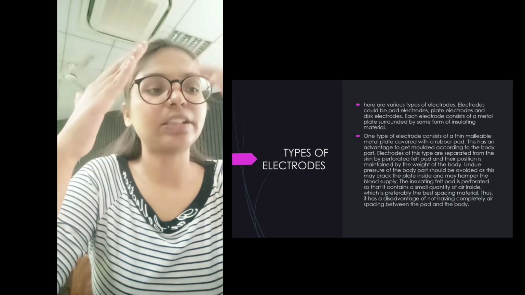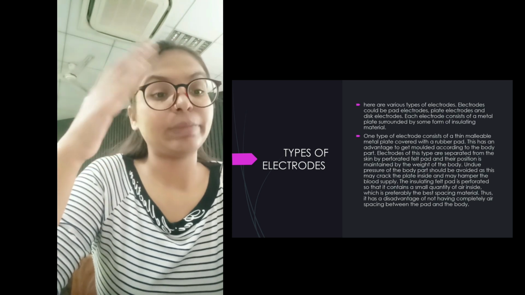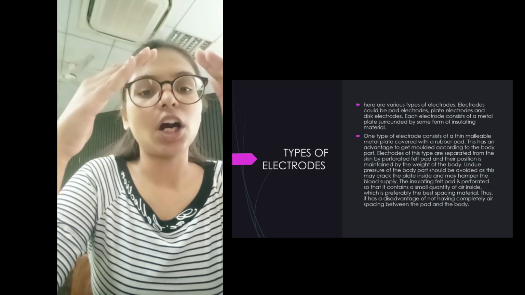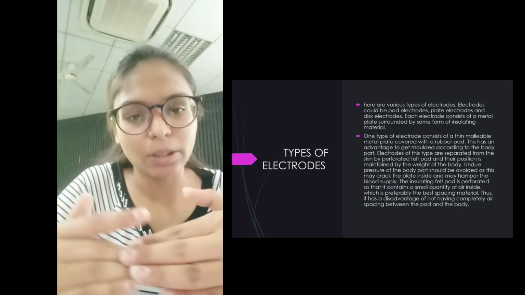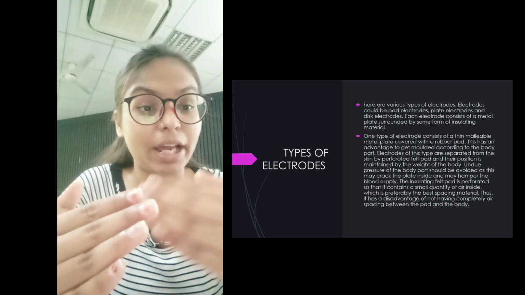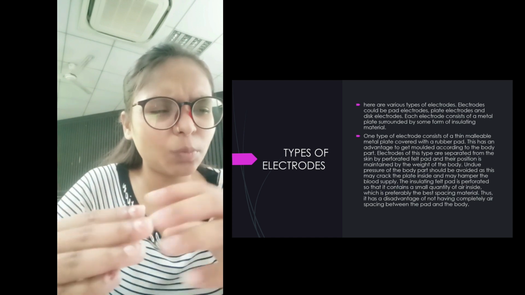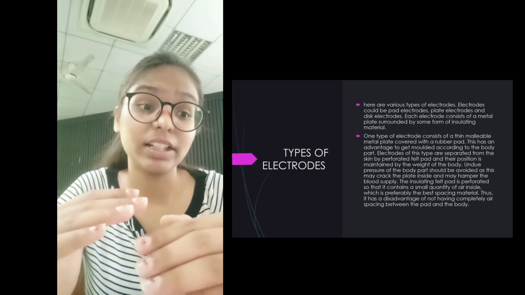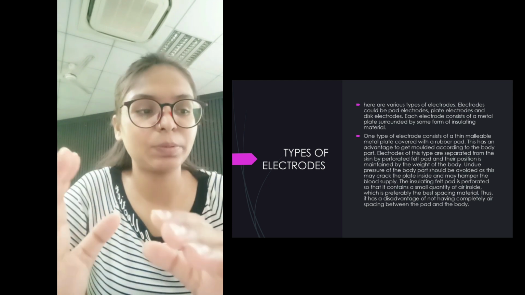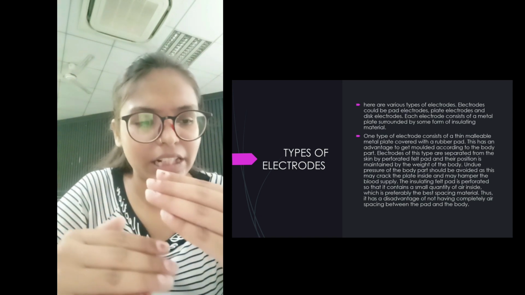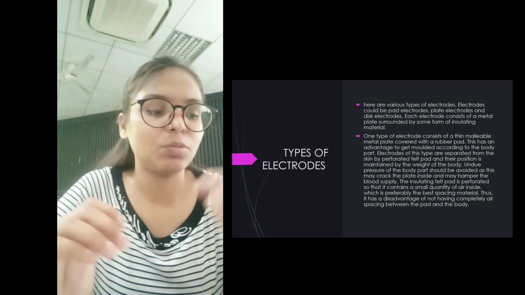Electrodes of this type are separated from the skin by a preformed felt pad, and their position is maintained by the weight of the body. Undue pressure of body parts should be avoided, as it may crack the plate inside and may hamper the blood supply. The insulating felt pad is perforated so that it contains a small quantity of air inside, which is preferably the best spacing material. Thus, it has the disadvantage of not having completely air spacing between the pad and the body.